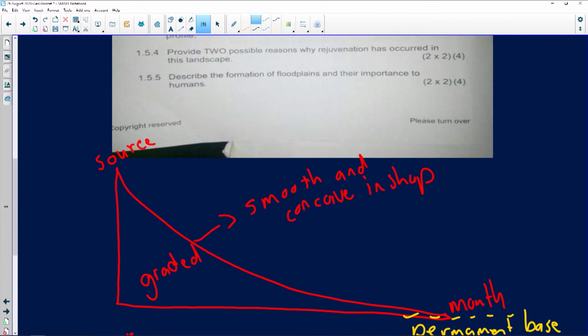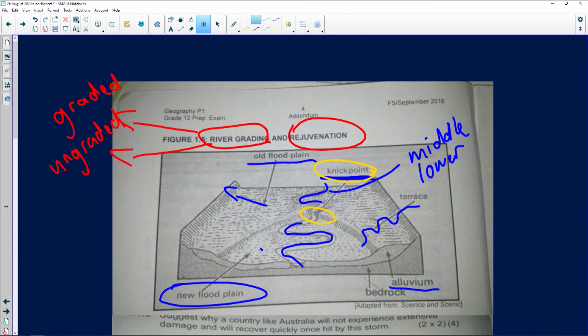Now, I've explained the graded side of it, the river grading. Now, what we experienced over here was an ungraded river. The simple reason because we identified a nick point, and that nick point is there because of rejuvenation. Now, the best way to explain rejuvenation to you, think of your teachers. How do us teachers rejuvenate ourselves? Coffee, caffeine, Red Bulls. You rejuvenate yourself, you try to get more energy.